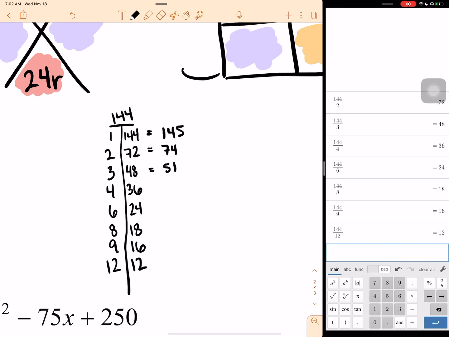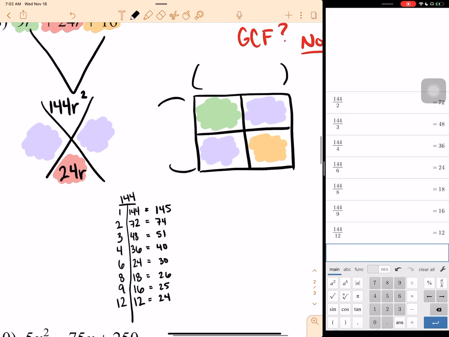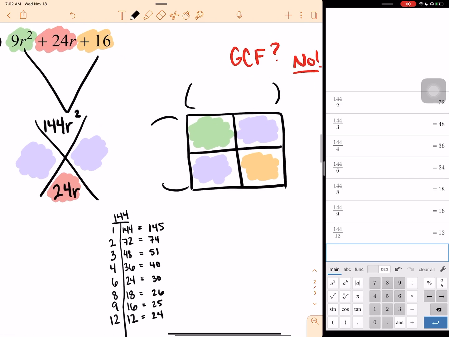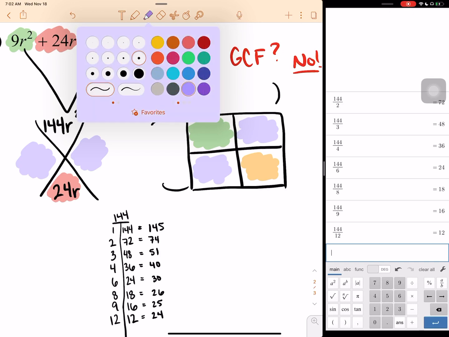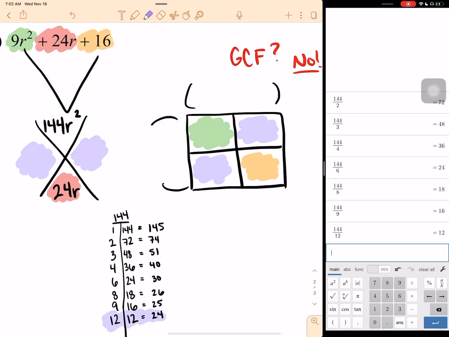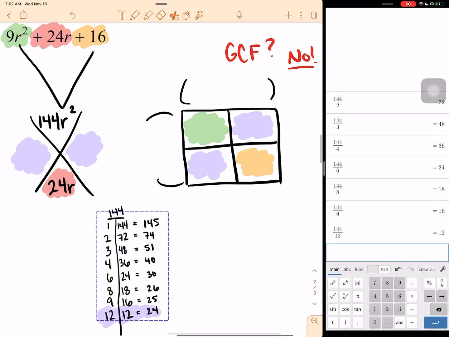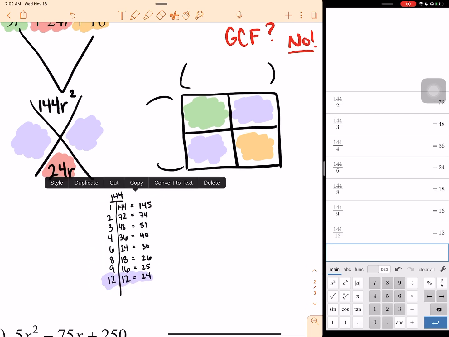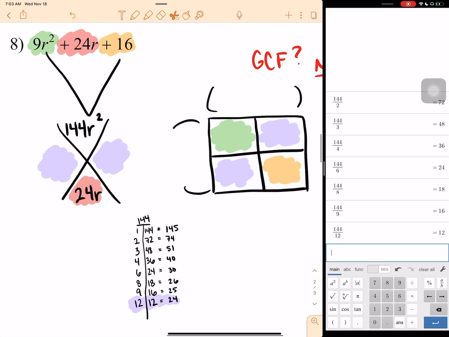3 plus 48 is 51. This one's 40, 30, 26, 25, and 24. So you see here, we only had one pair of factors where our sum is 24. That is going to be 12 and 12. So that's another thing you can do if you're having a hard time with bigger numbers and trying to find the factors. You can always do that.